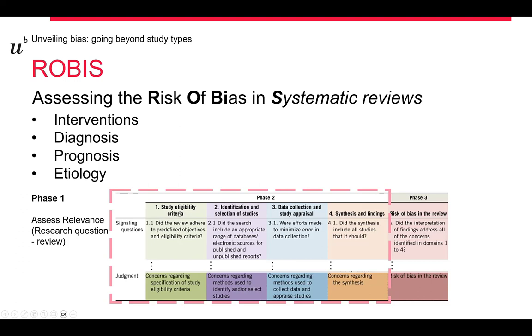The first one is study eligibility criteria. The second is identification and selection of studies. The third is data collection and study appraisal. And the fourth is synthesis and findings. For these tools, you will find a lot of signaling questions that will guide you to create a judgment about the degree of risk of bias in the results presented in the study.